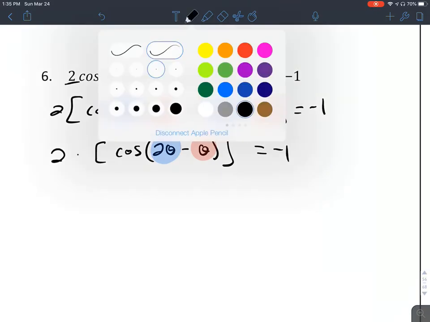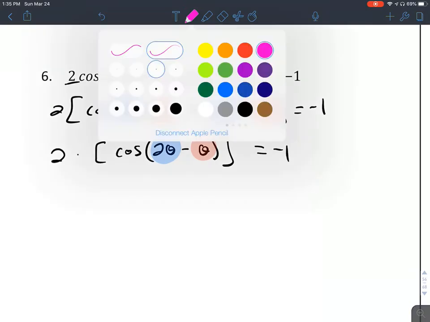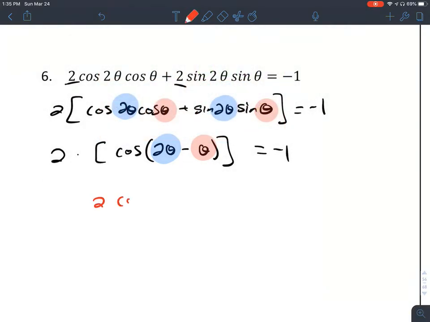Remember, cosine has these plus and minuses in the opposite spots. So if it's a difference identity, it's plus. If it's a sum, it's a difference. So it's cosine of the first angle times cosine of the second angle plus sine of the first angle times sine of the second angle. So all that stuff's working out. Check out your notes if you don't recognize that still. Well, what's 2 theta minus theta? Well, that's just theta. So we got 2 times cosine of theta equals -1.